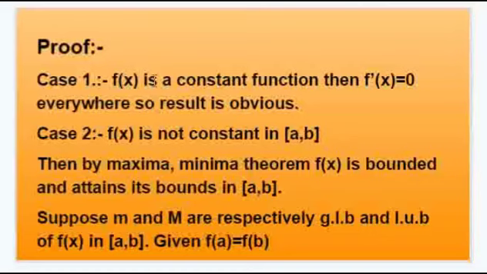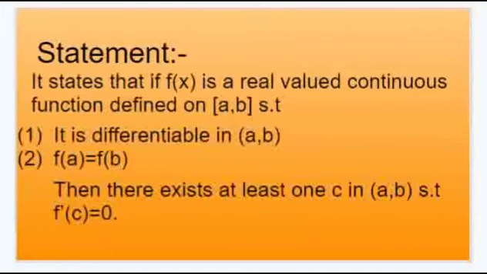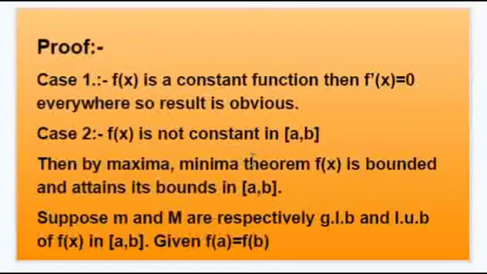Case 1: if f(x) is a constant function, then f'(x) is 0 everywhere, so the result is obvious. Case 2: if f(x) is not a constant function in the closed interval [a, b]. Now we are given that the function is continuous in the closed interval [a, b]. Therefore, by the maxima-minima theorem, f(x) is bounded and attains its bounds in the closed interval [a, b].